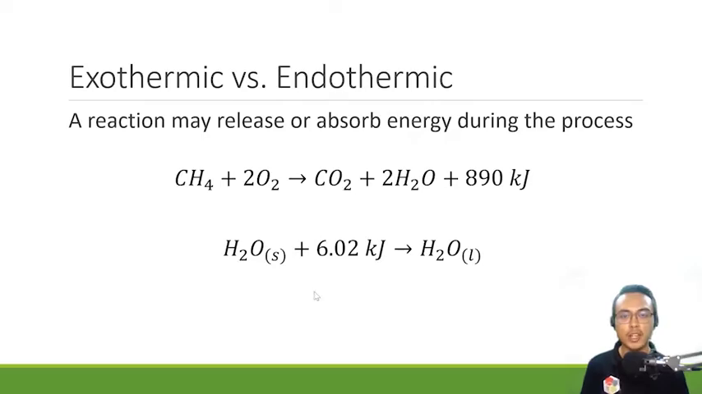Okay? For our second process here, this is not really a chemical reaction, rather a physical process wherein solid water or ice transforms to liquid water. Now, if you take a look at this term here, the 6.02 kilojoules, this heat term is not part of the product. It's actually part of the reactants. So we interpret that as we need 6.02 kilojoules of energy to be absorbed by ice such that it will be able to melt to water.